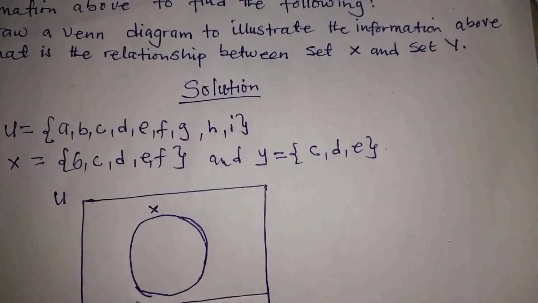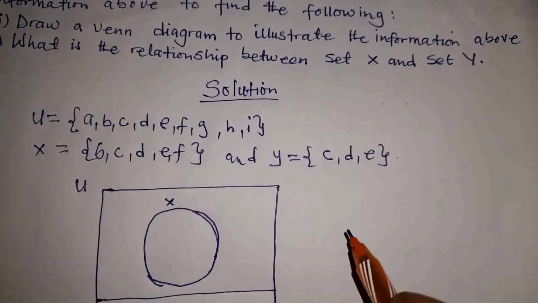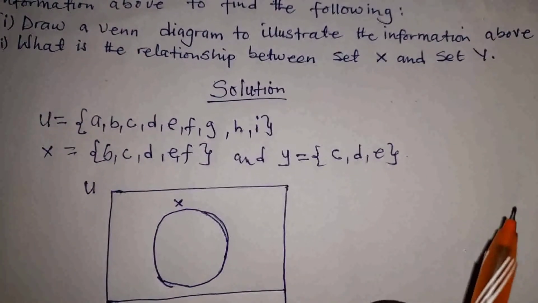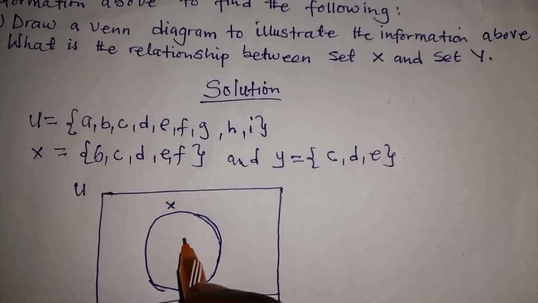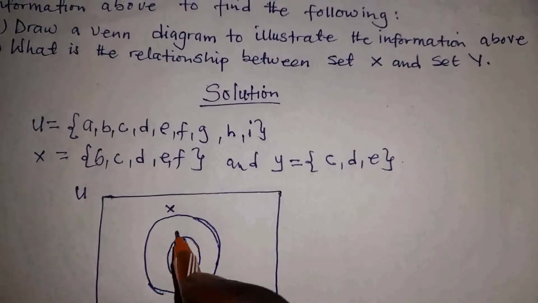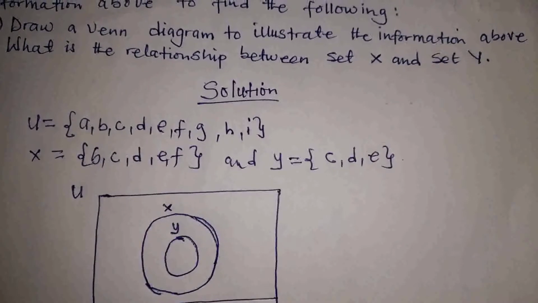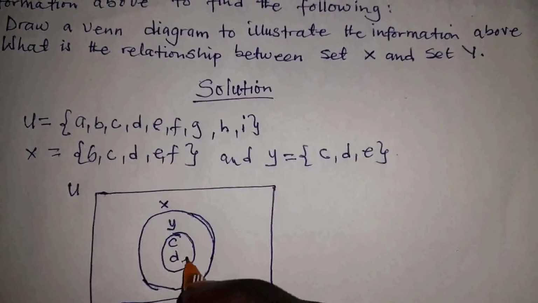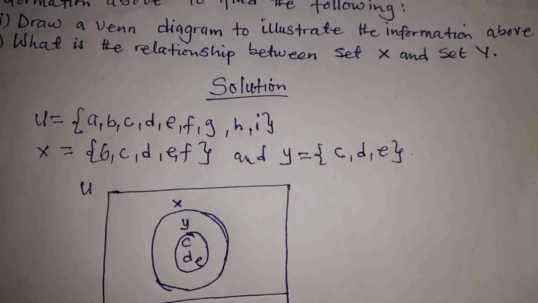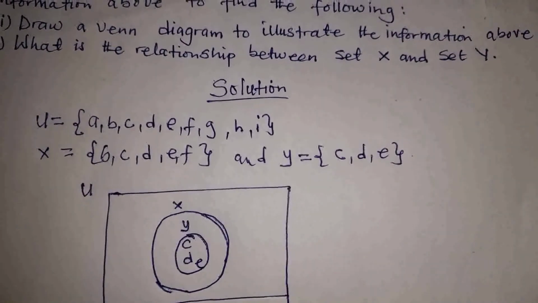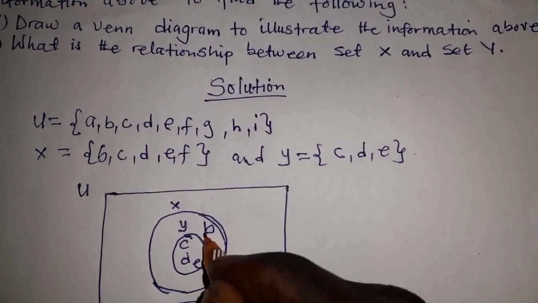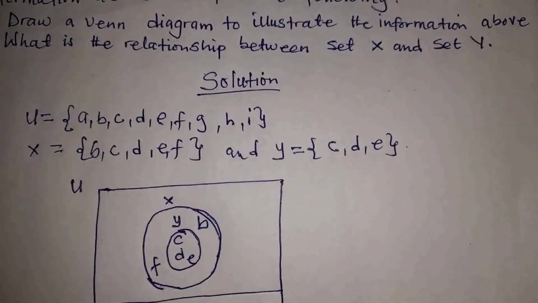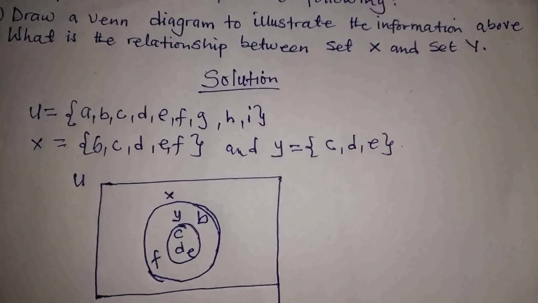One may ask why I'm starting with X. Looking at X and Y, all the members of Y can be found inside set X. You understand? So we are going to draw Y inside X. What do we have in Y? We have C, D, and E. After removing C, D, and E from X, we are left with B and F. So the whole of Y is found inside X.